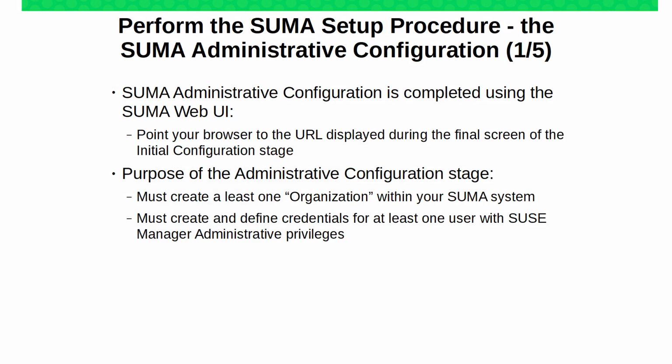You will now complete the administrative configuration using the URL provided at the final screen displayed during the initial configuration stage. This indicates that the DNS name specified in this URL must be resolved either by a DNS server or via the local host file. Your two main tasks during the administrative configuration are to create at least one organization within your SUMA system. You can implement multiple organizations, however, most of our SUMA customers have a single organization defined. And secondly, you must create at least one SUMA administrative user.